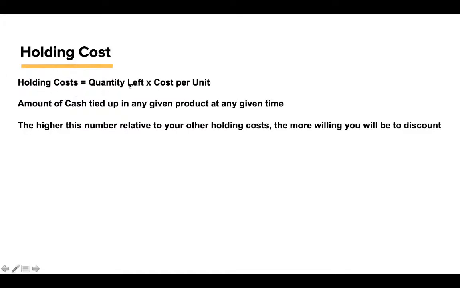Holding cost: your quantity left multiplied by your cost per unit, or your cost of goods sold. This will tell you the amount of cash you have tied up in any given product at any given time. The higher this number relative to your other holding costs, the more willing you might be to discount or liquidate that product and turn it into something useful.